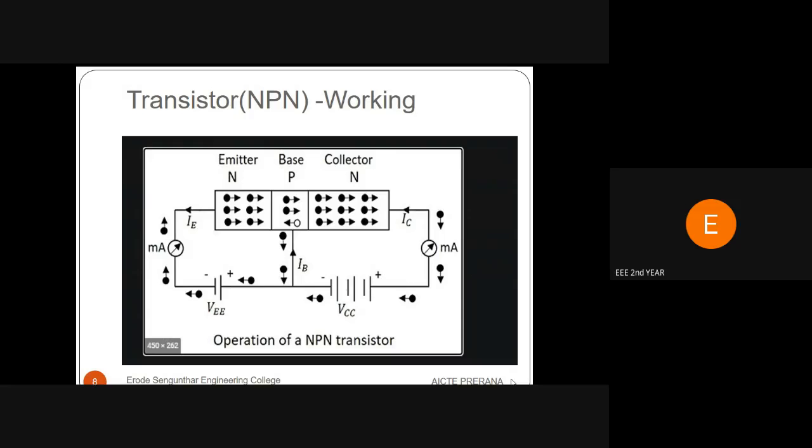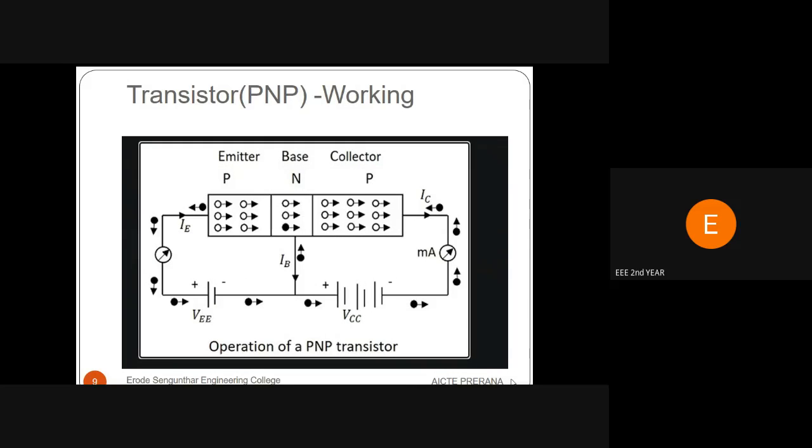The remaining electrons move towards the collector and cross the junction J2. The collector is N-type and is connected to the positive terminal of the battery. So, the electrons present in the collector are attracted by the positive terminal of the battery. This constitutes a current named the collector current. So, in the transistor, the emitter current is equal to the base current plus the collector current. That is, IE equals IB plus IC.